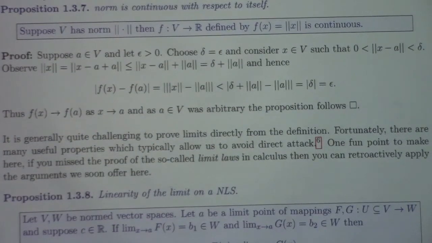Proposition 1.37 is interesting. f of x equals the norm of x. Hey, guess what? That's a continuous function. So the norm is continuous. Yay. Here's the argument. f of x minus f of a is the absolute value of norm x minus norm a. And what did I do? I pointed out that if I have 0 less than that, less than delta, I can add 0, use the triangle inequality, and get that the norm of x has to be less than or equal to delta plus norm a. Then I use that down here to replace that with that. There it is, right.